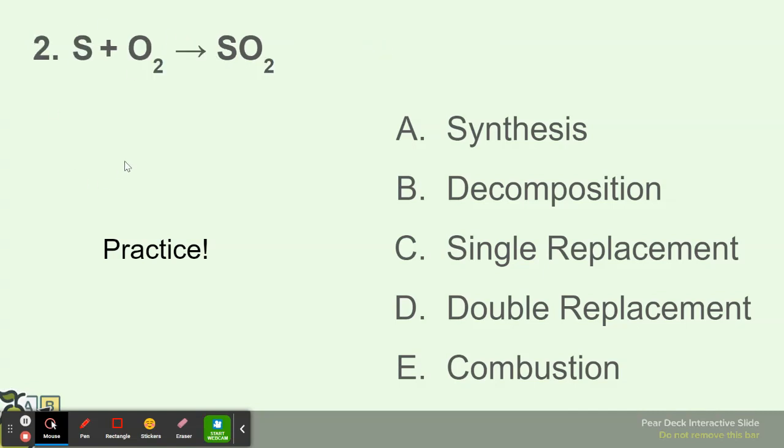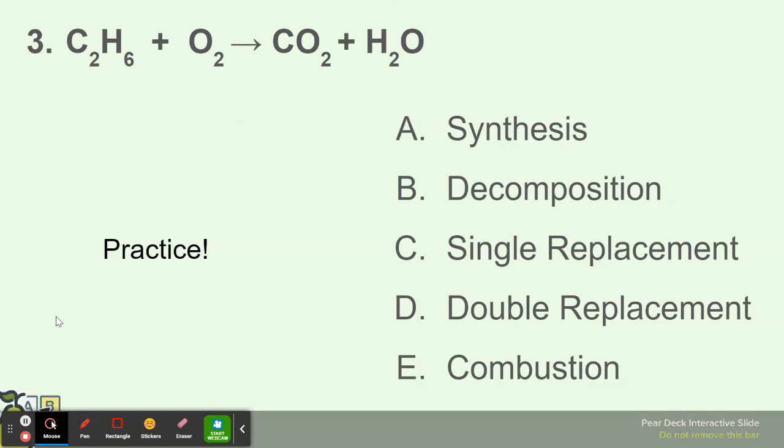Okay, take a minute, take a guess on what you think this one is. Okay, so this is going to be a synthesis reaction. We know it's a synthesis reaction because we have two or more reactants, what we start with, combining to make one product. So in synthesis, we always end with one thing. The stuff combines to make one product.